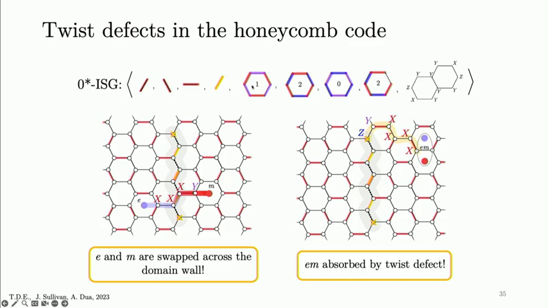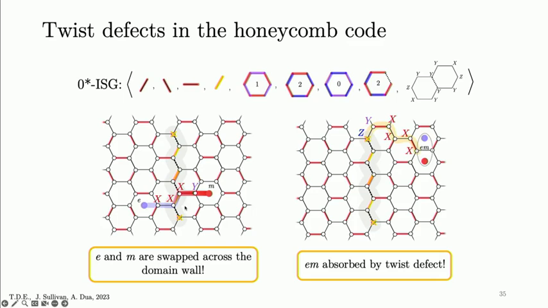It includes the plaquette stabilizers away from the domain wall. It also includes some modified stabilizers near the domain wall. There's this horseshoe-shaped stabilizer that would appear here. And there's a product of two plaquette stabilizers that has this peanut shape, and that occurs along every removed edge.